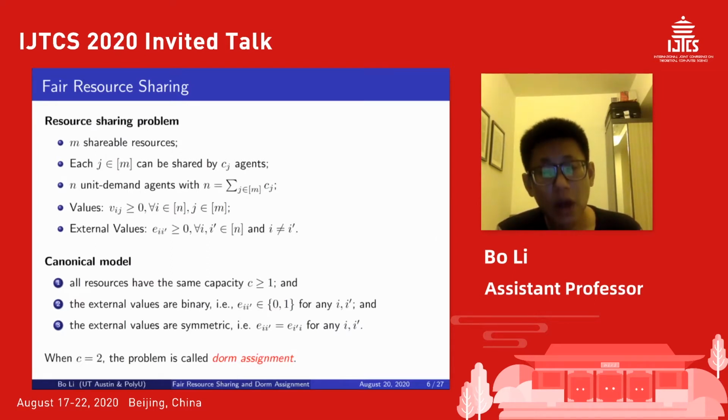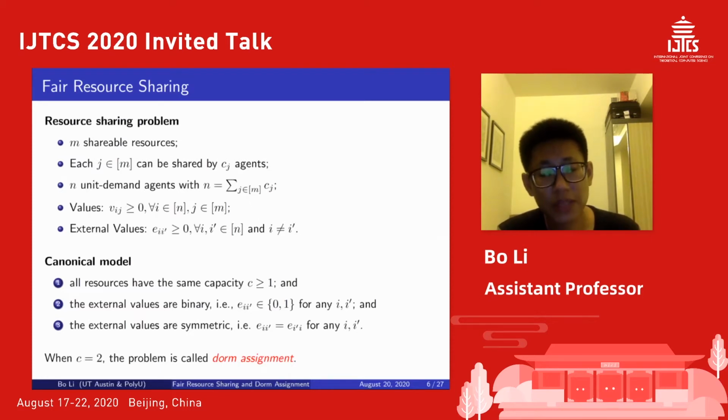A canonical model is required to satisfy the following three requirements. The first is all the resources have the same capacity C. The second, the external values are binary. So it's either 0 or 1. 0 means that the two agents are not friends. If it's 1, it means the two agents are friends, and they want to share the same resource. And third, the external values are symmetric. So for any two agents i and i prime, e_ii' equals e_i'i. So if I'm your friend, you are my friend. If a model satisfies all these three conditions, it's called a canonical model.